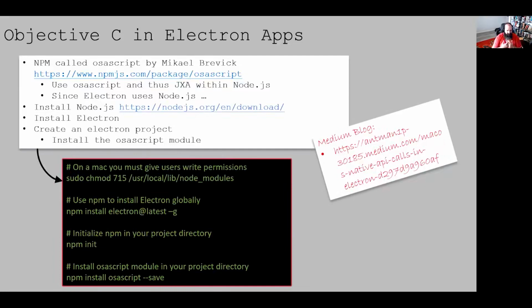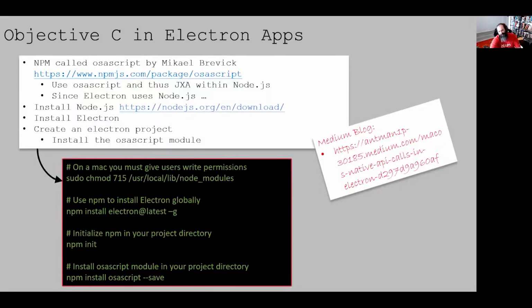And the way we can do that, this is what I discovered: since Electron uses Node.js, one can use OSAScript in Electron. You do that because there's actually an NPM package called OSAScript by Mikhail Breivik. I did a lot of searching and found this, and I was like, oh my God, this is what I need. So we use OSAScript, and thus JXA, with Node.js.